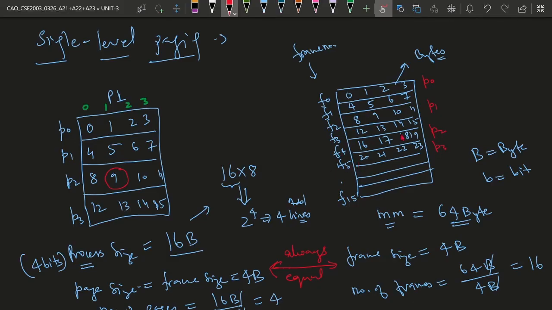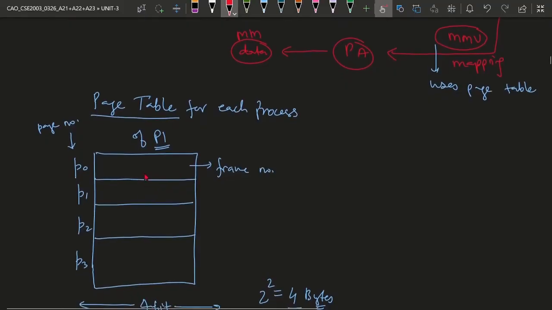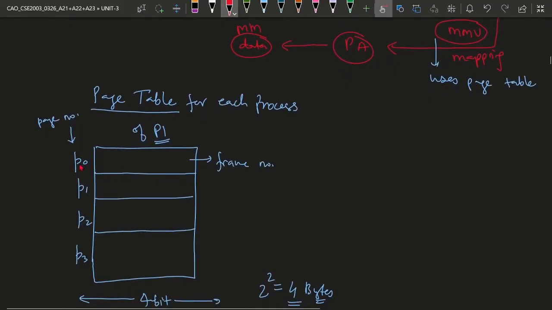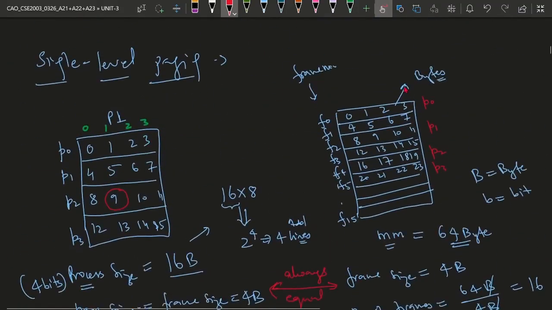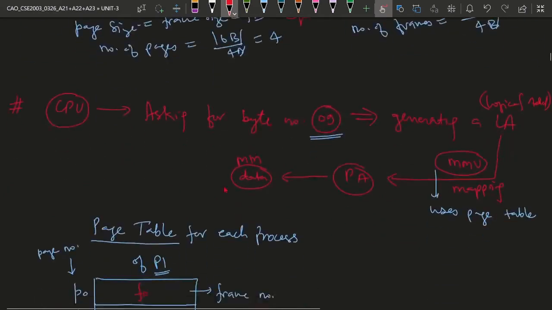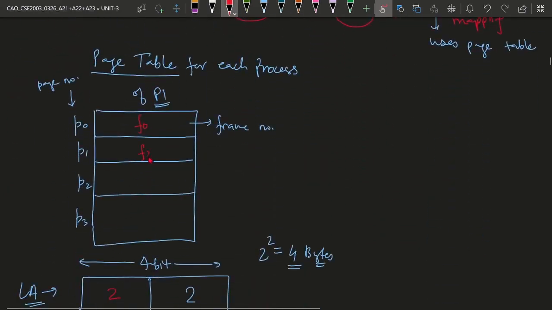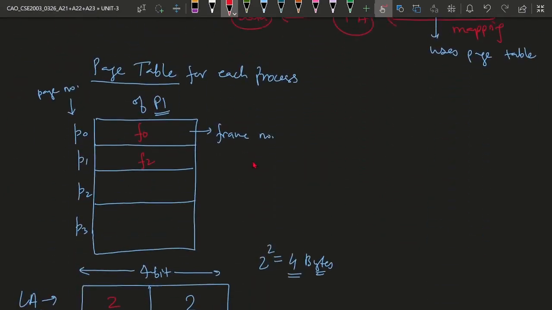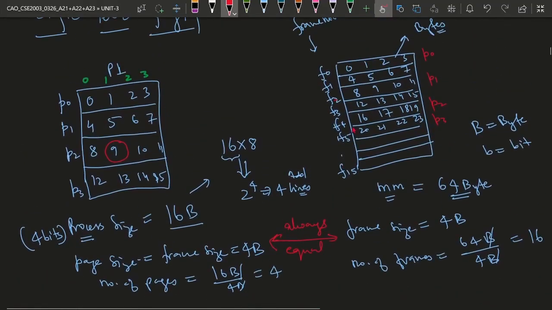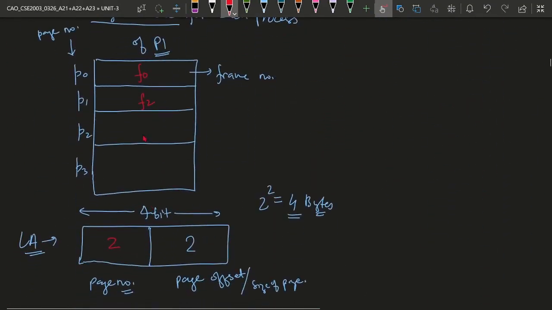This information, at what particular frame number these pages are stored, will be given by the page table. So the page table indicates that page number 0 is stored at frame number 0. Page number 1 is stored at frame number 2. Page number 2 is stored at frame number 4. Page number 3 is stored at frame number 5.